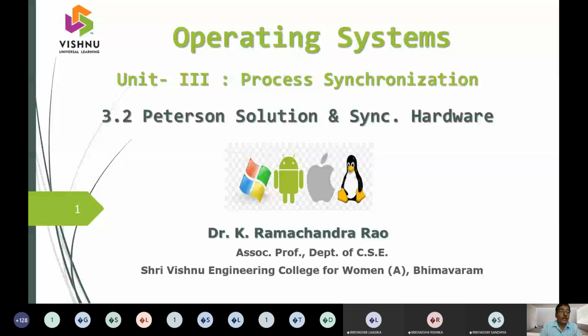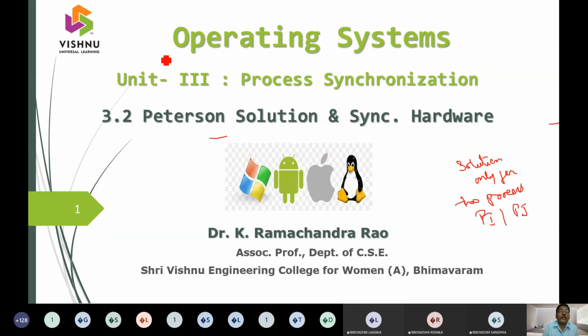So this second topic is going to use two more terms, extending the critical sections with a Peterson solution and with synchronization hardware. So the critical region is going to have a solution only for two processes. So it can be PI or it can be PJ.